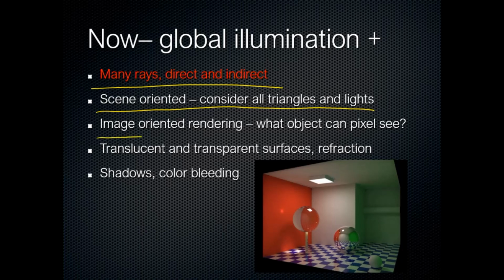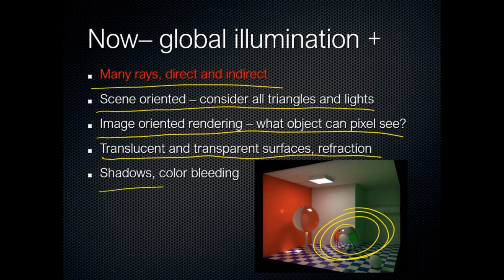We're going to be more image-oriented. We're going to go to the image and ask, what can you see in the image? What objects can a pixel see? We're going to get new effects: translucent, transparent surfaces, refraction as light goes through a sphere like this sphere here. We'll consider shadows and color bleeding. So we'll get shadows, and caustics, which is an interesting effect as light goes through the sphere and focuses. So we're going to look at all sorts of new kinds of lighting effects that we can get when we consider a more complex scene and do global illumination.